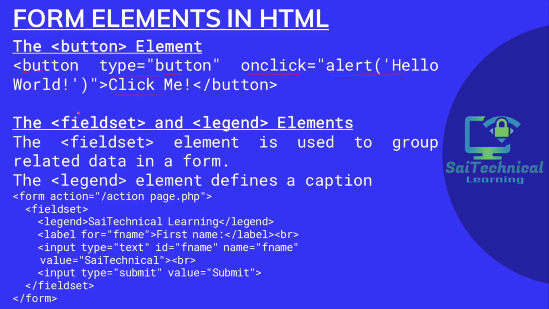Next one, that is fieldset and legend elements. With the help of fieldset we can group related data in the form, and with the help of the legend element we can define the caption for that particular group. Here we have created one group with the help of fieldset, and we are providing the caption for the group, that is SaiTechnical learning. So we are grouping these elements with the caption SaiTechnical learning.